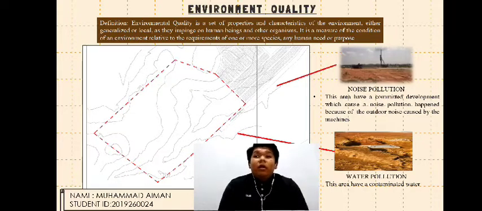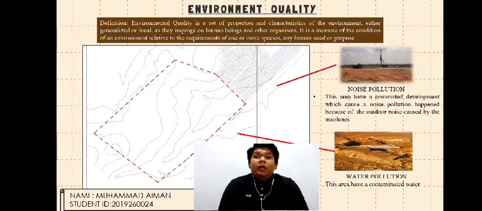Definition: environment quality is such as properties and characteristics of the environment, either generalized or localized, as they impact human beings and other organisms. It is a measure of the condition of an environment related to the requirements of one species and human purpose. In the area we have the noise pollution. There is a committed development which causes noise pollution because of the outdoor work caused by machines.